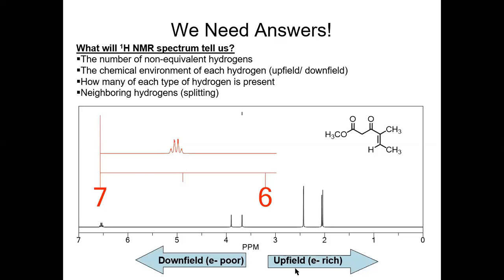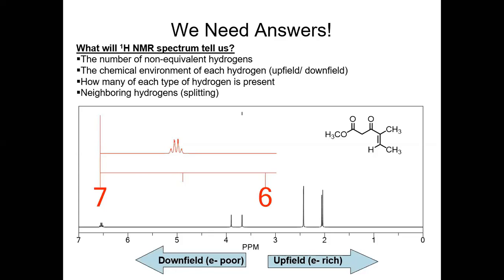And then upfield is electron rich. Downfield, if you put an electron-withdrawing group around a proton, it's going to move the shift downfield. That's called deshielding, right?